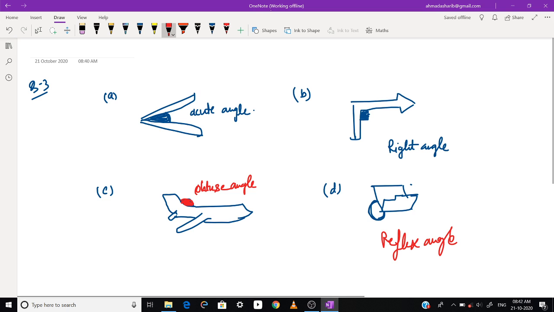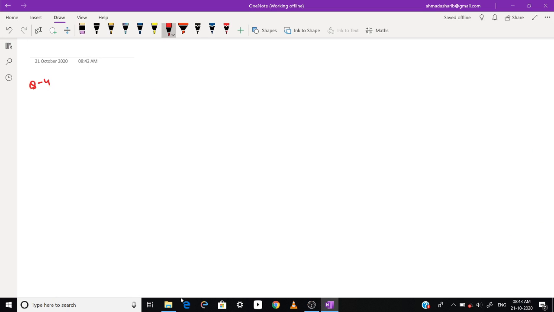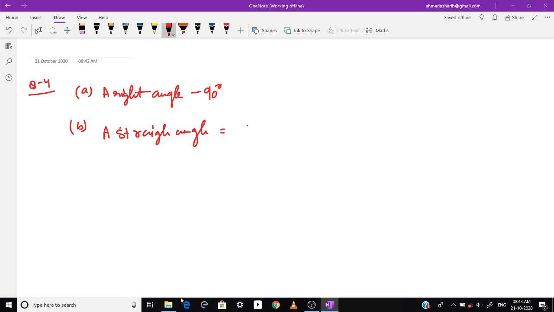And part E you will do. Question 4 says, how many degrees are there in a right angle? So a right angle has 90 degrees. A straight angle is 180 degrees. Let me tell you what a right angle looks like. It looks like an L shape, and a straight angle looks like this.